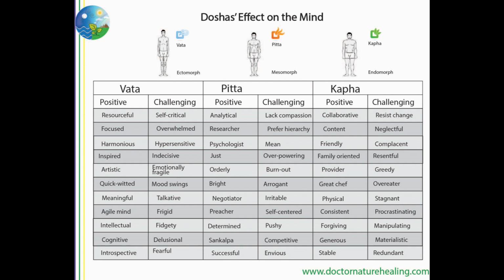And the challenging features of Pitta dosha, and this is when some of the chakras are spinning a different way than they should due to certain distortions in the mind. Negative Pitta individual would lack compassion. They would become very mean and overpowering, be sarcastic, and can burn out fairly quickly. They're very arrogant, irritable, self-centered, pushy, competitive, and envious. These are negative Pitta individuals.